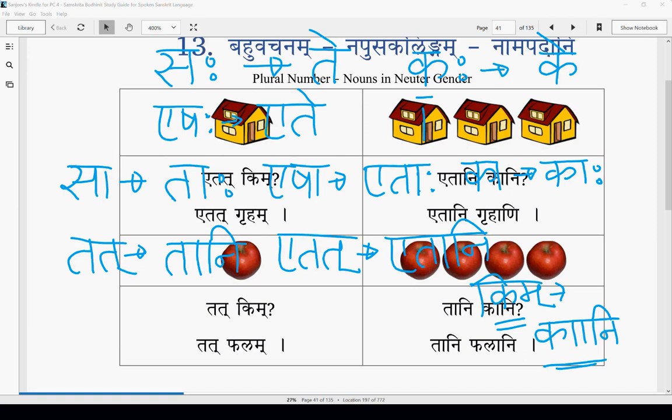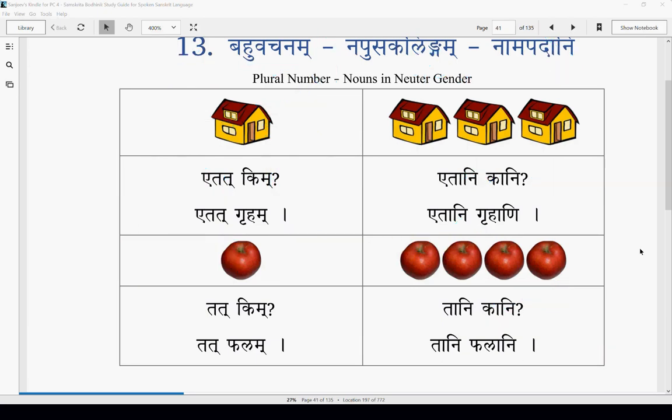So I think this table is in my slides. I'll find out. Napunsakalingam words which end in am change to ani like this, right? Phalam, phalani; gruham, gruhani. Note that there is a slight difference here: instead of the cerebral na, here it is the dantya, the dental na. So gruhani, phalani.